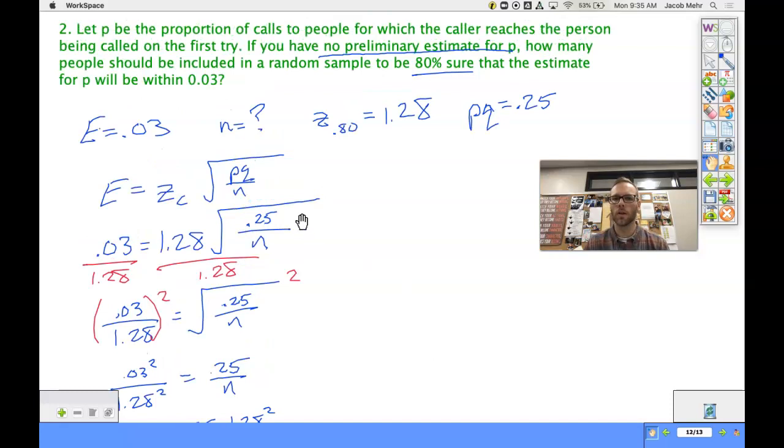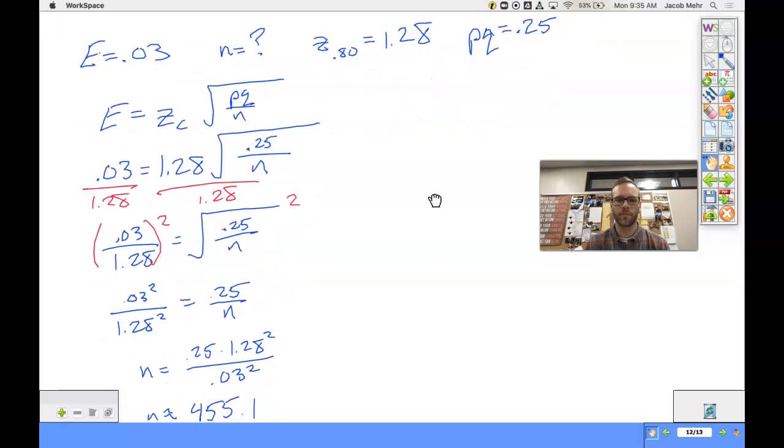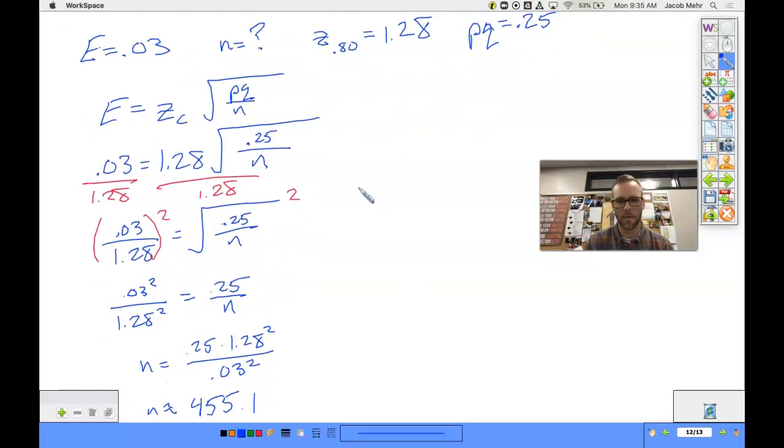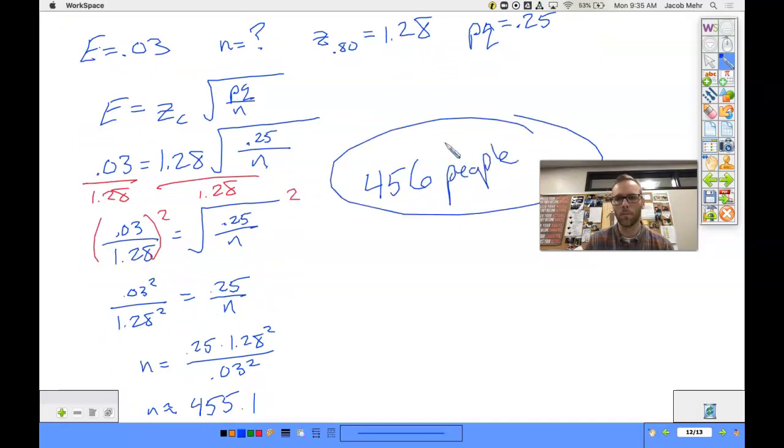So how many people should be included in our random sample? 456 people. Remember, we're always rounding up. If we round down, our error would actually be a little bit bigger than 0.03.